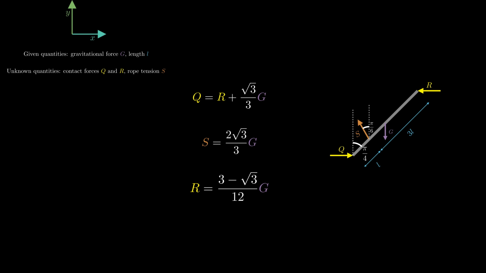Now only Q remains. To determine Q, we substitute the expression for R from the third equation into the first equation. Finally, we combine the two G terms and have expressed all the unknown forces as functions of the given gravitational force G, thereby successfully solving the problem.